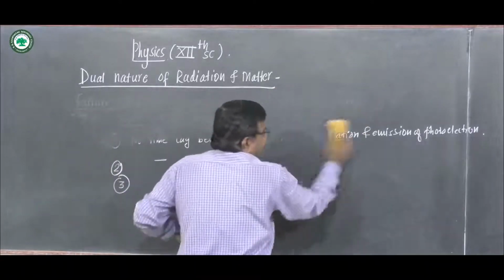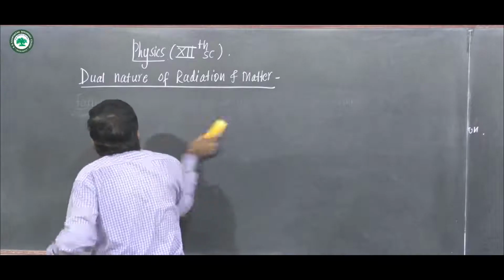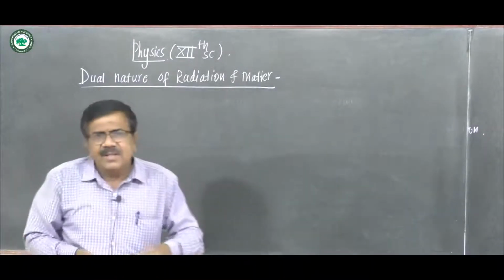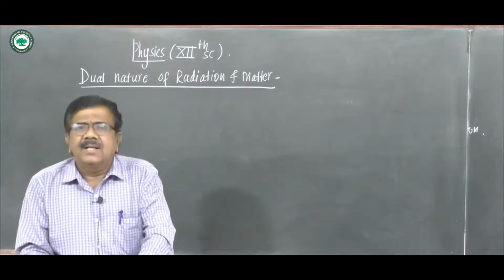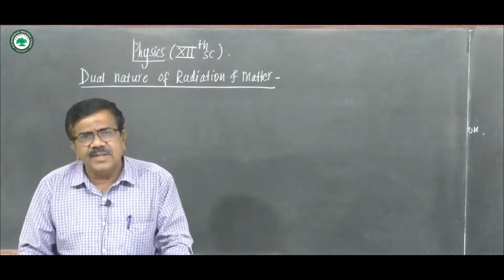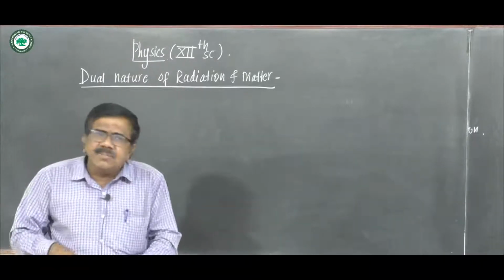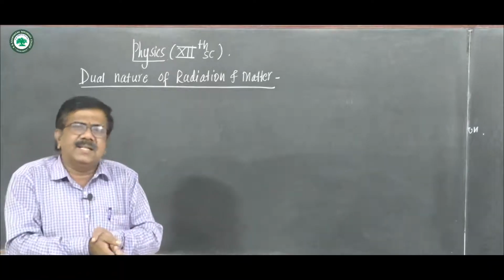Now here, from these experiments, these are the failures of the wave theory to explain these assumptions. Now we know metals have a large number of free electrons, hence metals are good conductors of heat and electricity. As they have a large number of free electrons, they are good conductors of heat and electricity.